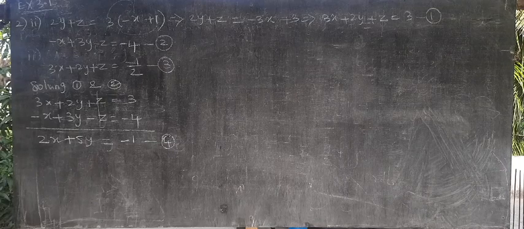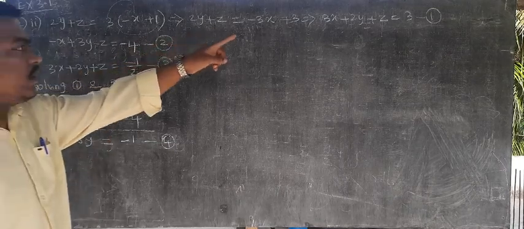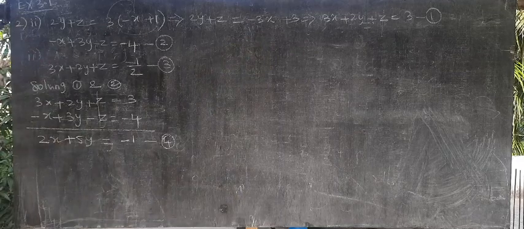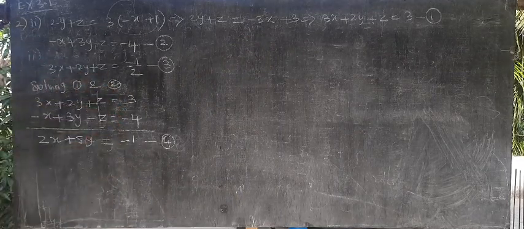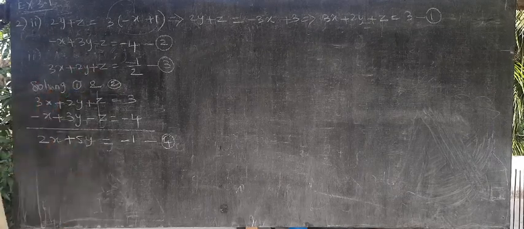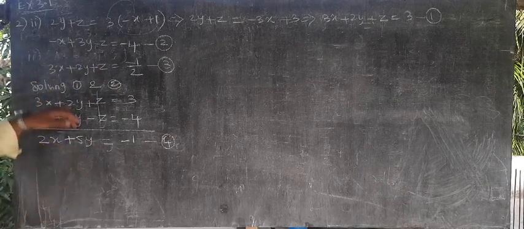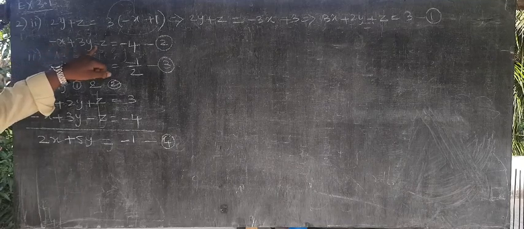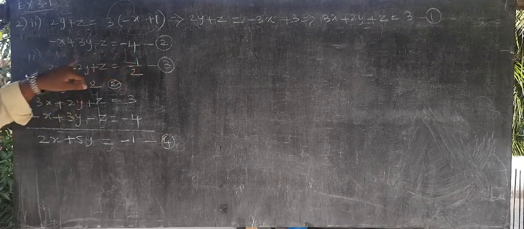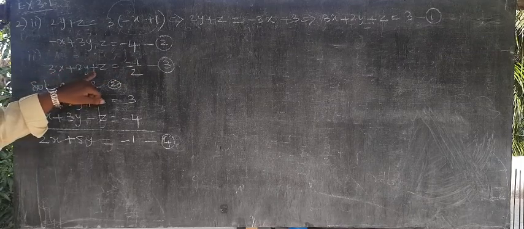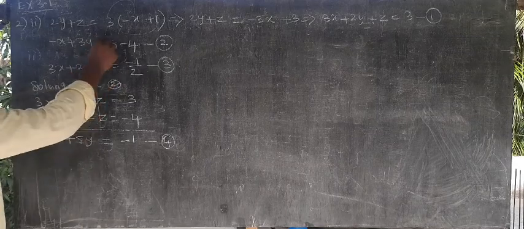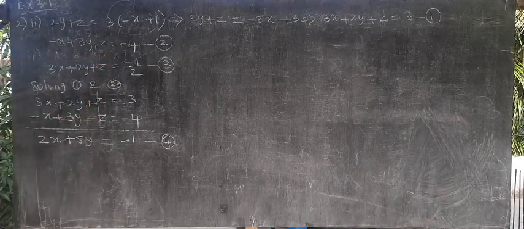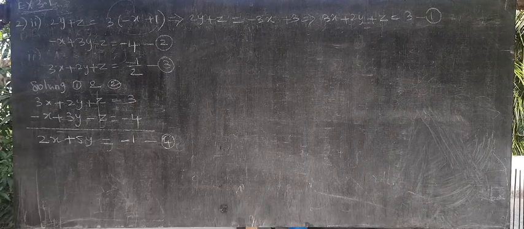How to form it? Listen, 3x plus 2y plus z equal to 3. See the third equation, 3x plus 2y plus z equal to minus 1 by 2. Using 1 and 3 we could also cancel the z. See the second and third equations: minus x plus 3y minus z equal to minus 4, and 3x plus 2y plus z equal to minus 1 by 2. Here we have plus z and minus z, so straightaway we solve these two equations and cancel the z variable.